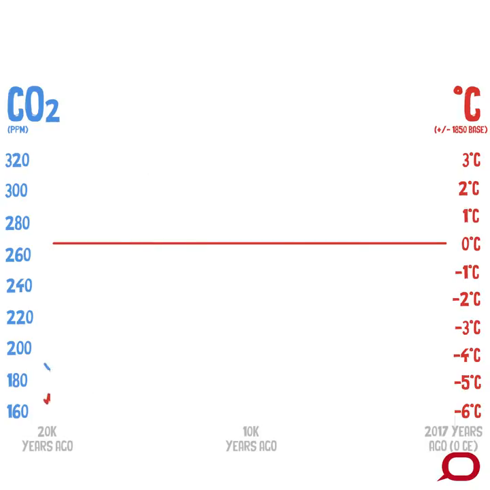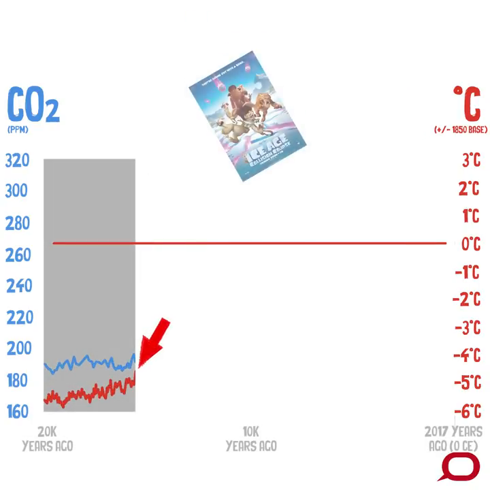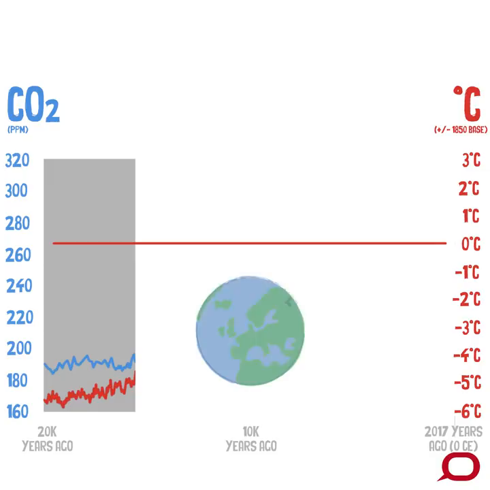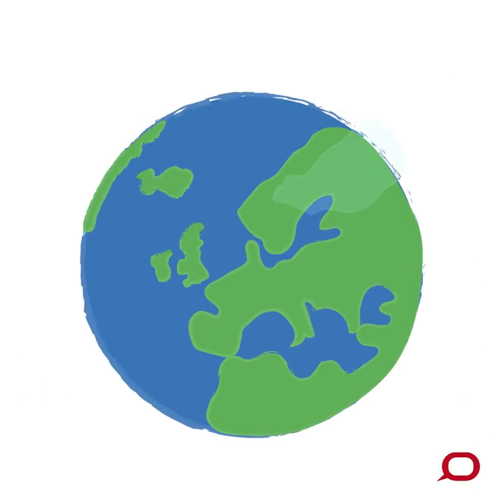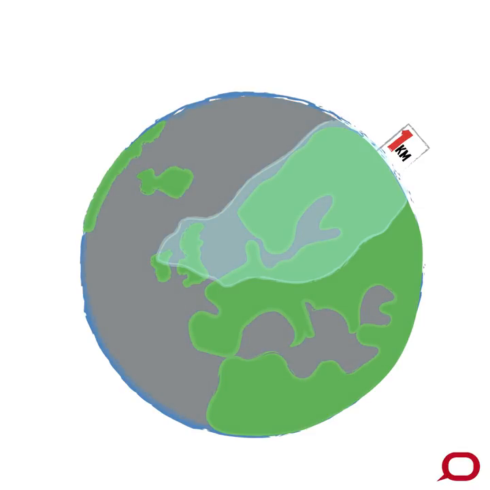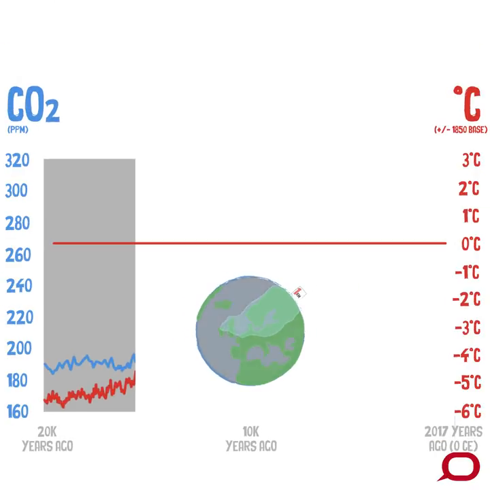At about 20,000 years ago, we have the last ice age. At that time, kilometer-thick ice sheets spread across Europe and North America, eating up water and driving sea levels down to 130 meters lower than where we are today.